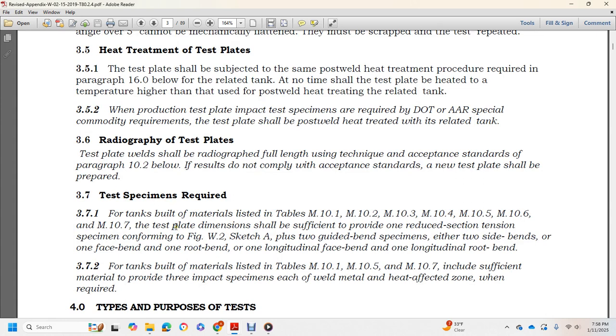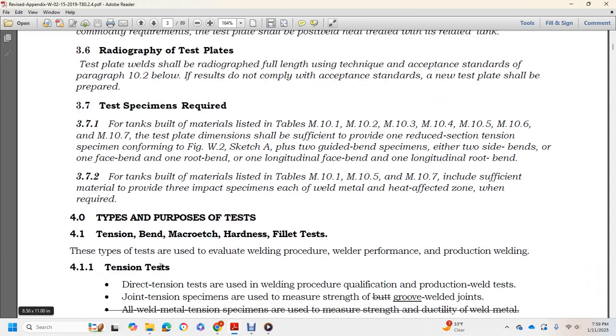3.7 Test specimens required. For tanks built with the materials listed in table 10, M10.1, M10.2, M10.3, M10.4, M10.5, M10.6, and M10.7, the test plate dimensions should be sufficient to provide one reduced section tension specimen conforming to figure 4.2 sketch A, plus 2 guided bend specimens, either 2 side bends, or 1 face bend and 1 root bend, or 1 longitudinal face bend and 1 longitudinal root bend. For tanks built with materials listed in tables 10.1, 10.5, 10.7, include sufficient material to provide 3 impact specimens for each weld metal and heat affected zone when required.